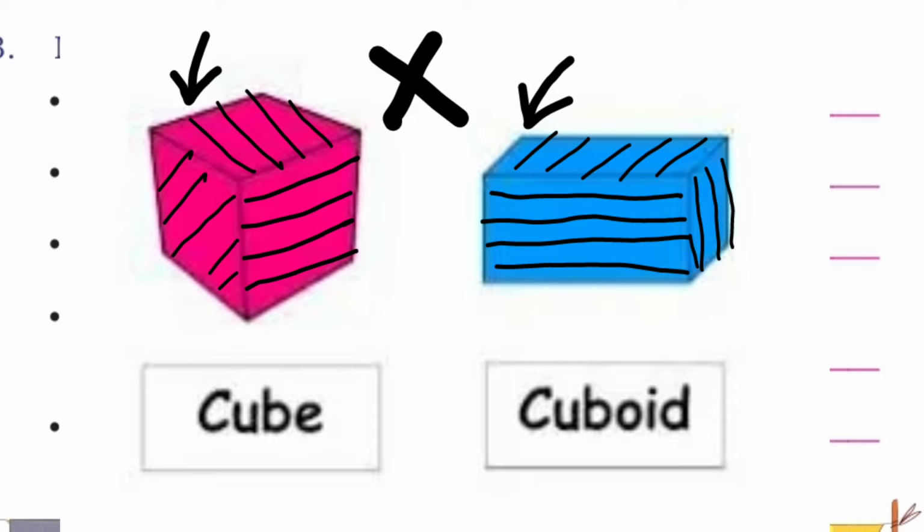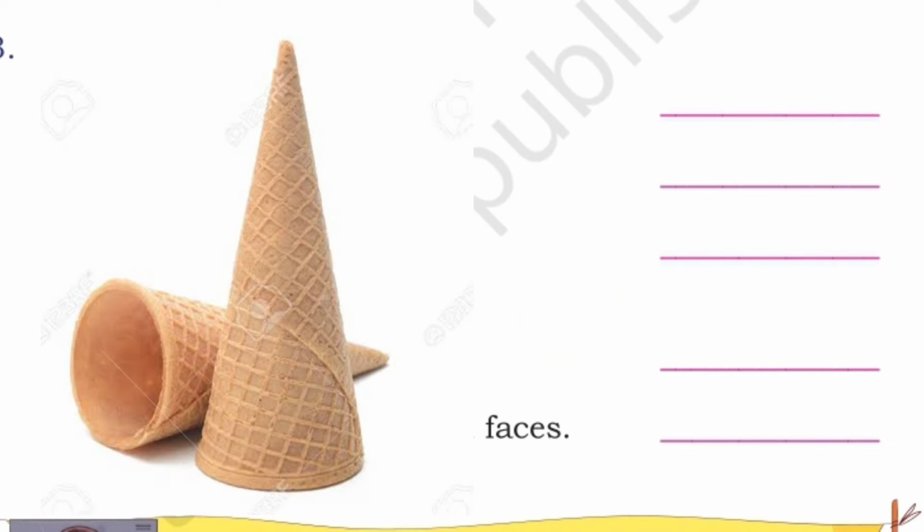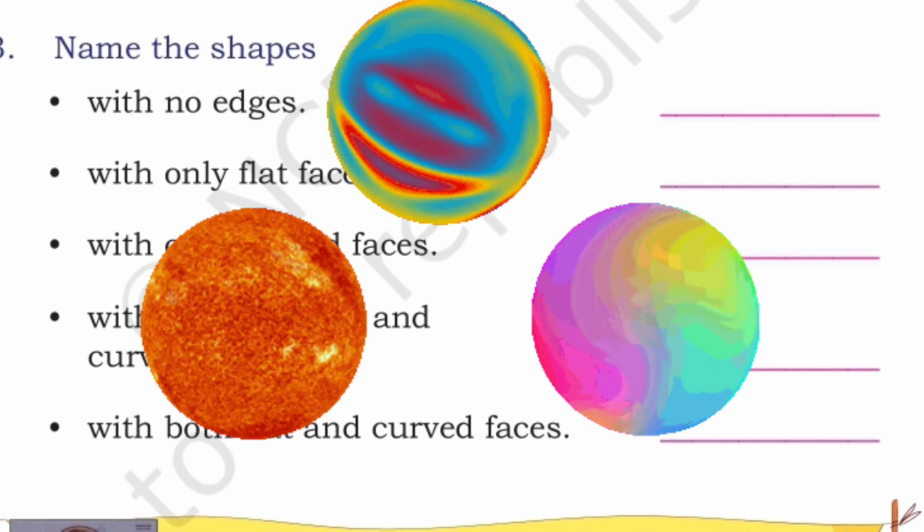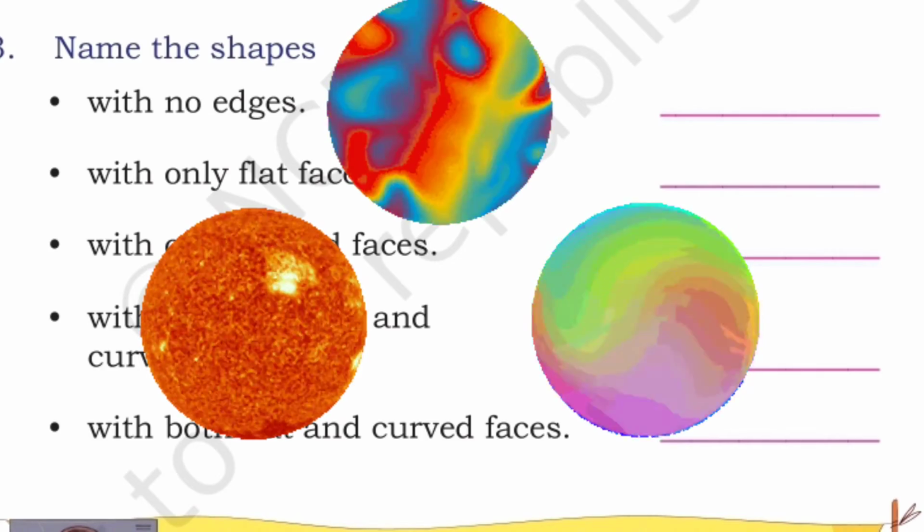So these are also not having only the curved face. So next we have the cone shape. If you see the bottom of the cone, it is a flat surface. So the cone is also not having only curved edges.